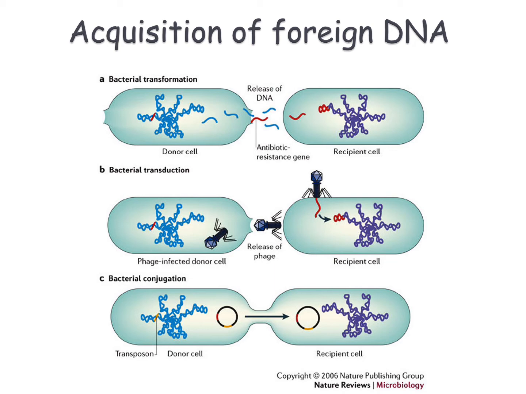Anyway, this shows the different mechanisms. One at the top, transformation, and that's the uptake of naked DNA by a bacteria. And bacteria have to be what we call competent in order to do that. And some bacteria are naturally competent. Some can be made competent. Some have some signals when they become competent. Some of the streps are very competent.